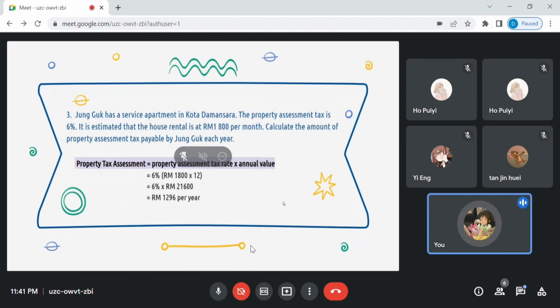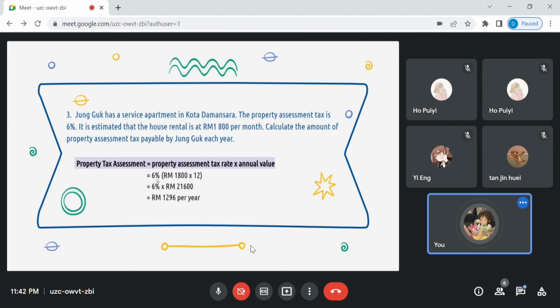Lastly, let me give you an example for property assessment tax based on this question. Junko has a service apartment in Kota Damansara. The property assessment tax rate is 6%. It is estimated that the house rental is at 1,800 ringgit per month. Calculate the amount of property assessment tax payable by Junko each year.